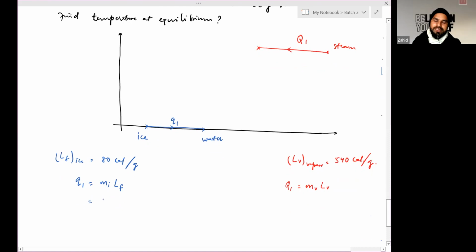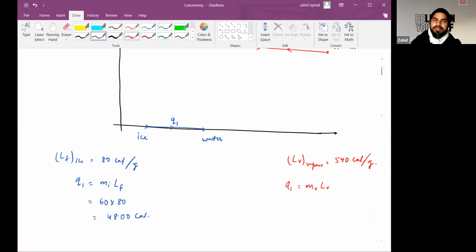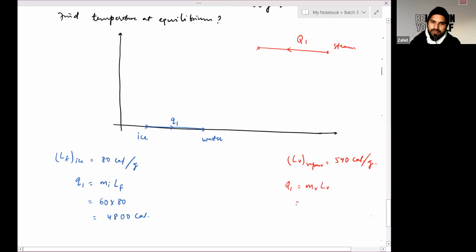Just see, we have mass of ice as 60 gram and latent heat of fusion of ice is 80. So on multiplying 80 into 60, 4800 calorie. So this much energy would be required by ice to convert from ice into water. Now, for capital Q1, we have mass 60 gram, latent heat of vaporization is 540. So on multiplying 6 into 4, 24, 6 into 5, 30, plus 2, 32,400 calorie.